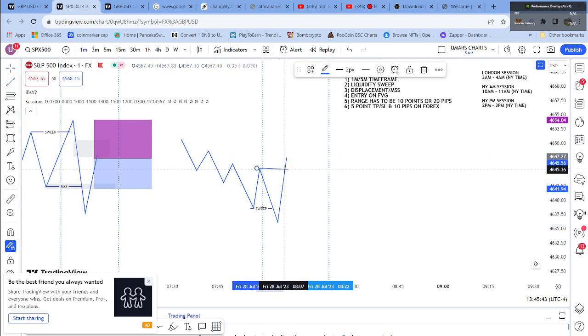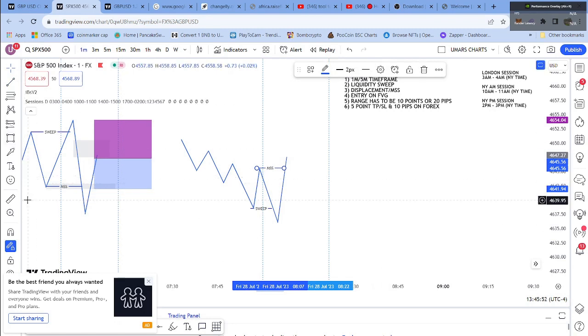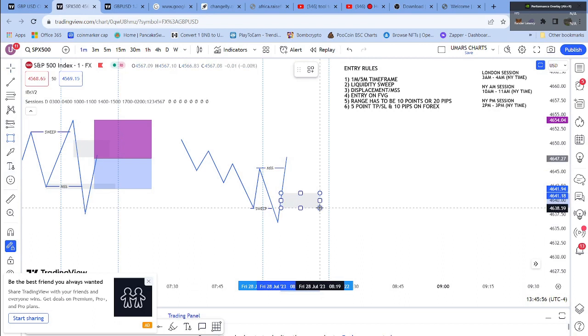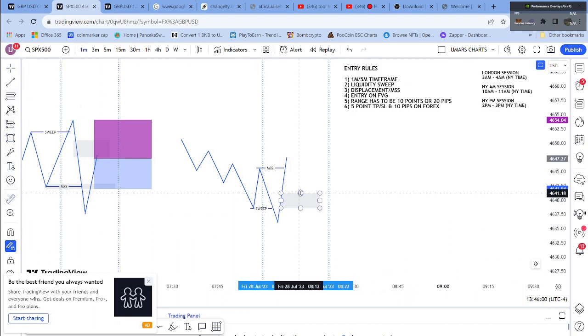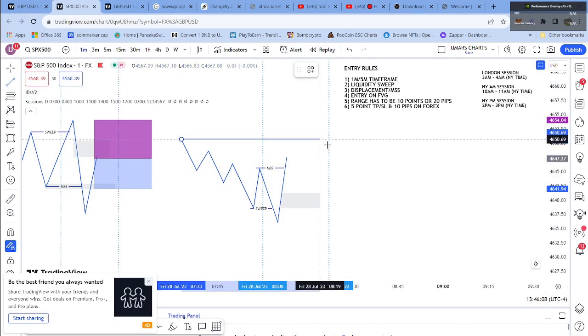After identifying your market structure shift or displacement, you then identify your fair value gap. After identifying your fair value gap, you would then measure your range. So your range needs to be a minimum of 10 handles. So let's just say the next liquidity zone is here.